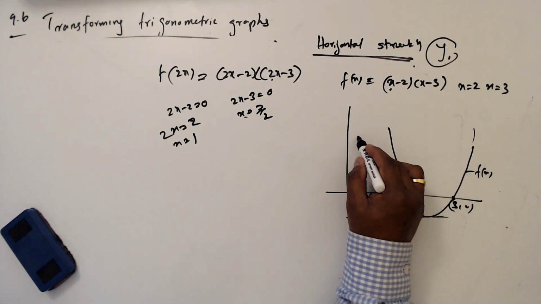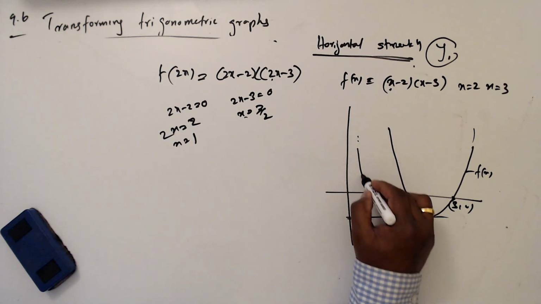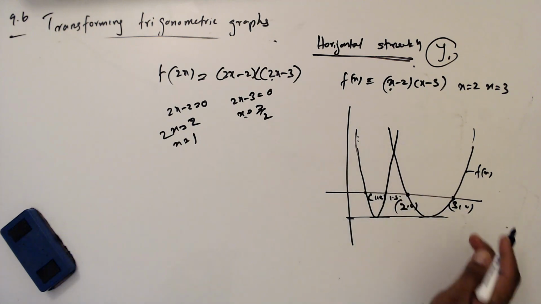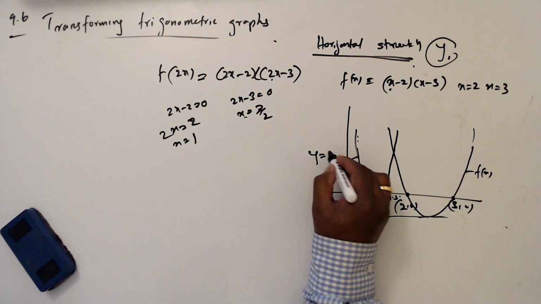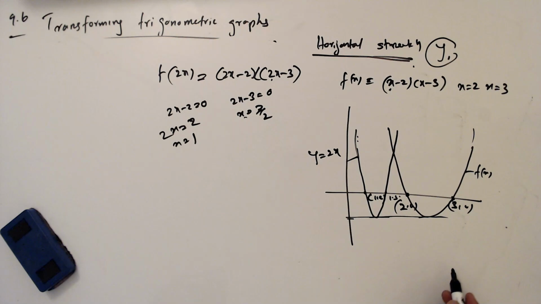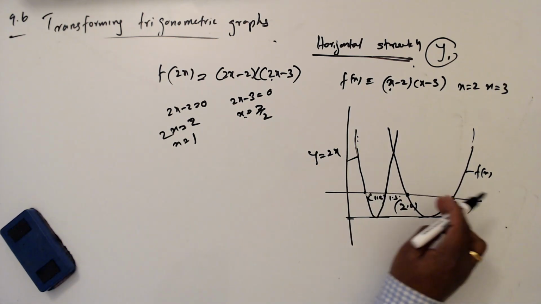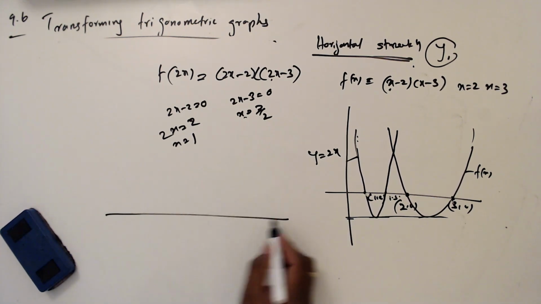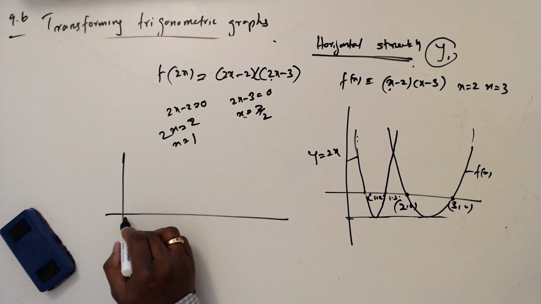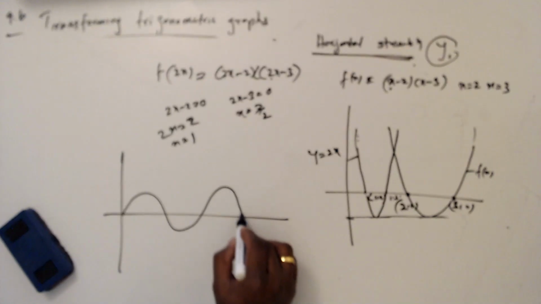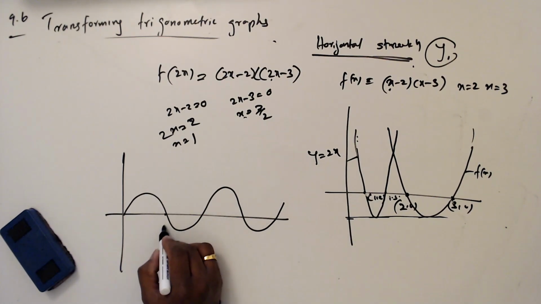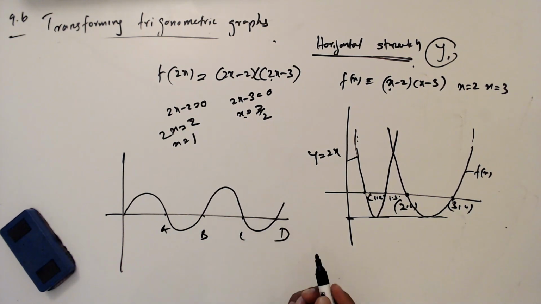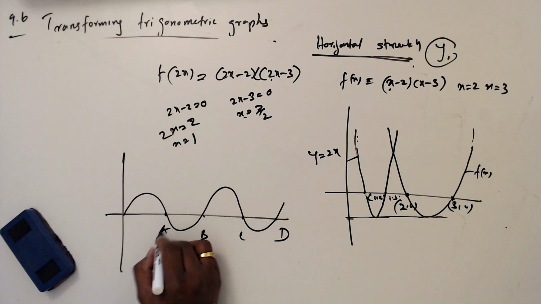Now what will happen? What kind of graph will you see? This kind of graph. This is y equals f(2x). This value you bring to here, and this value you bring to here. Assume you have this kind of graph. This is a normal graph, with points A, B, C, and D.